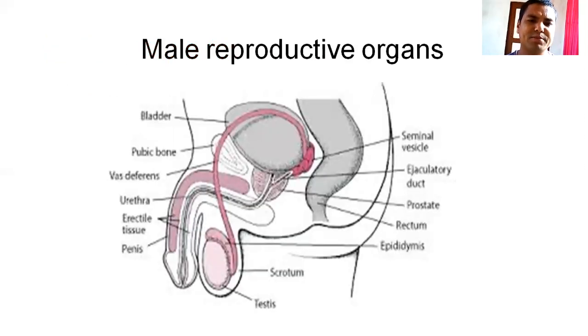Here is a figure of the male reproductive organ. You can see the urinary bladder, pubic bone, vasa deferens, urethra, erectile tissue, penis, scrotum, testes, epididymis, rectum, prostate gland, ejaculatory duct, and seminal vesicle.